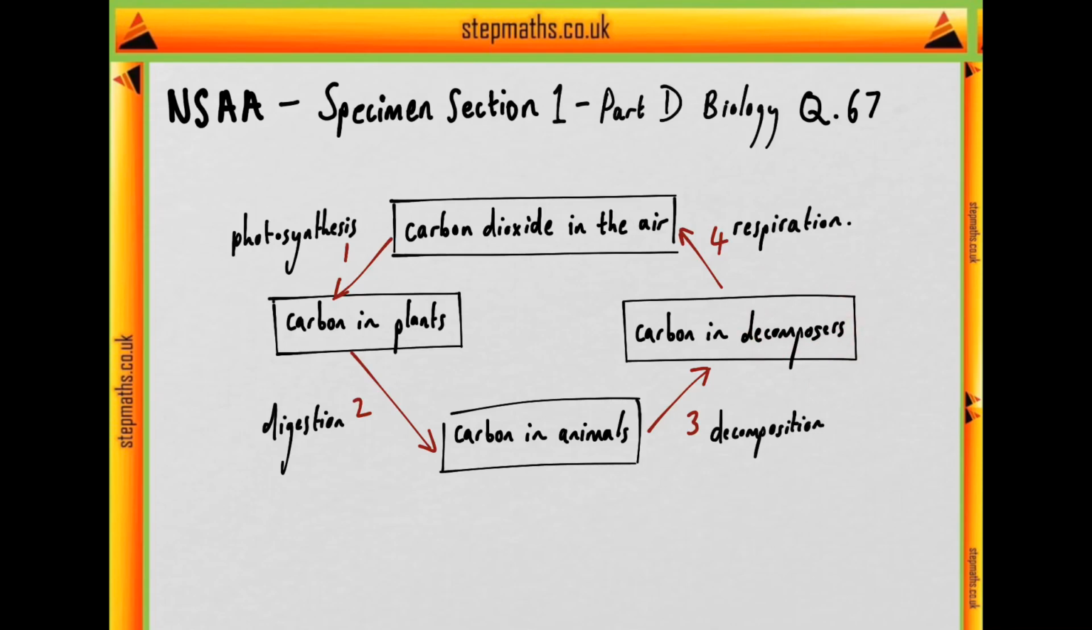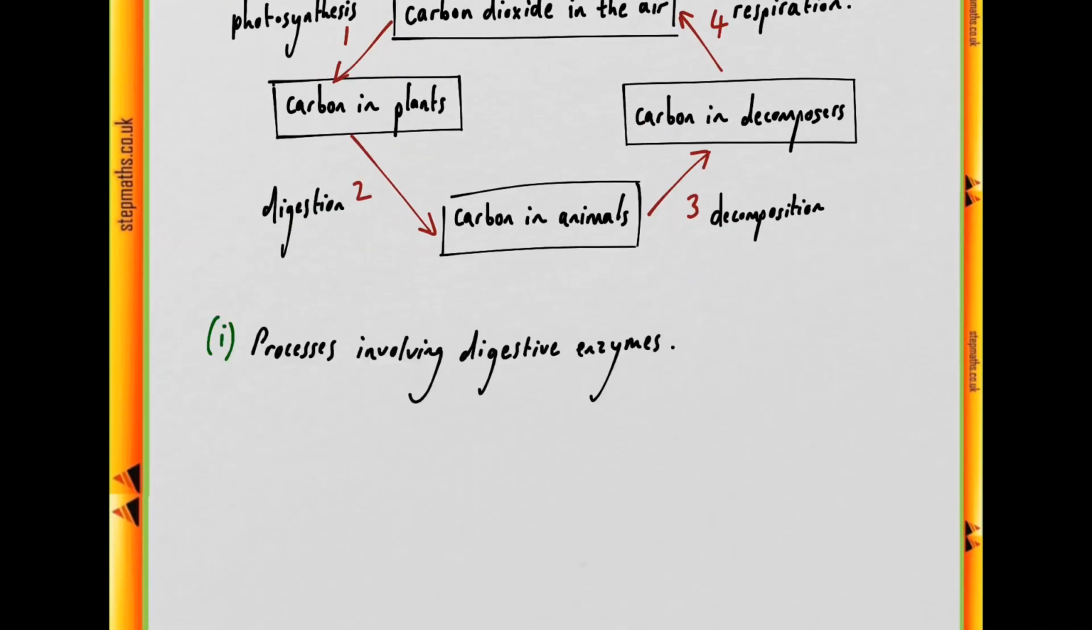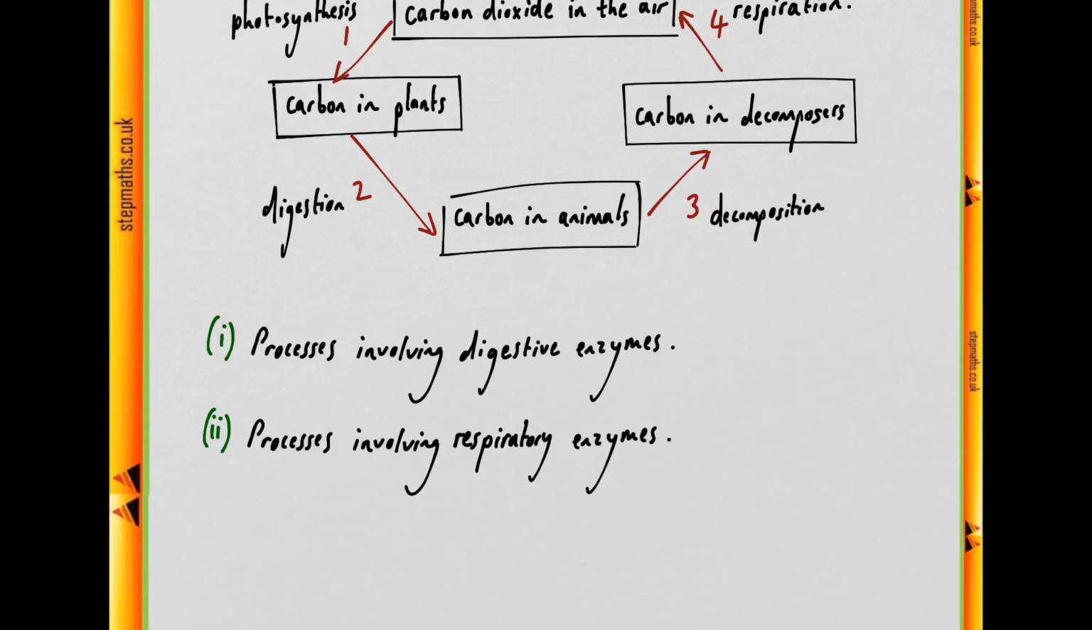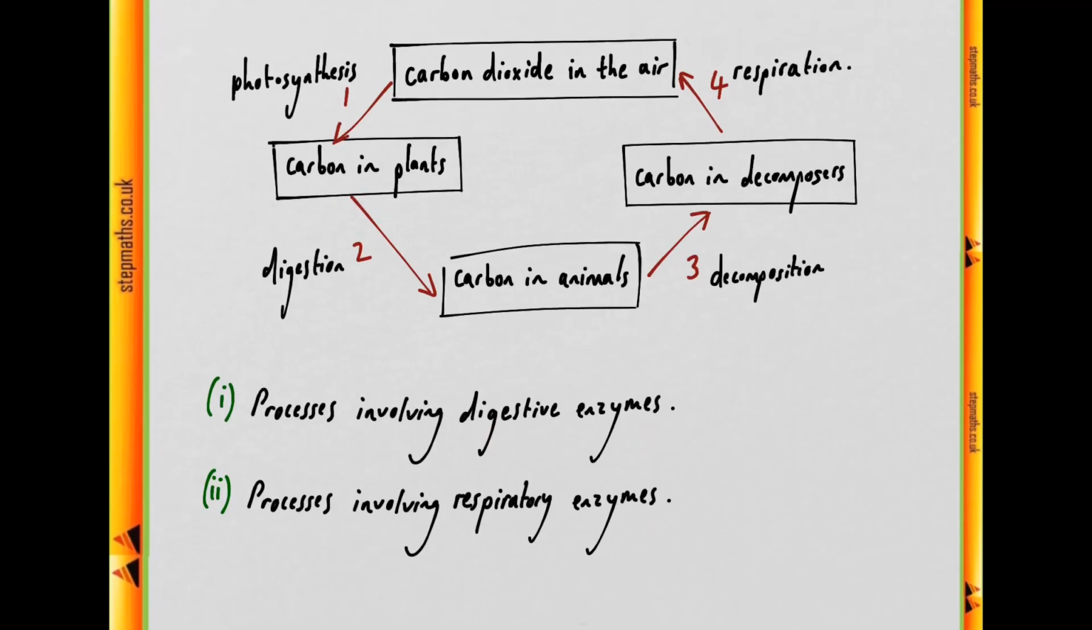Decomposers are not autotrophic, they don't generate energy from light, as in the case of plants. They generate energy from respiration, which generates carbon dioxide. So we have our four processes, and now we need to have a look at which involve digestive enzymes and which involve respiratory enzymes. Well, the first one to answer is rather easy.